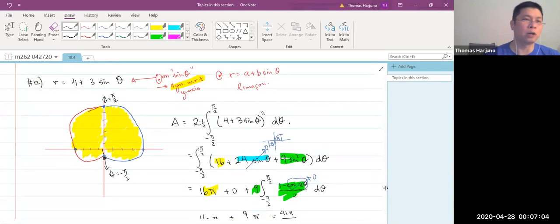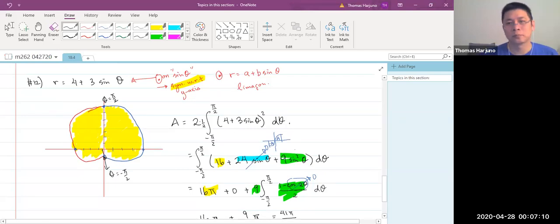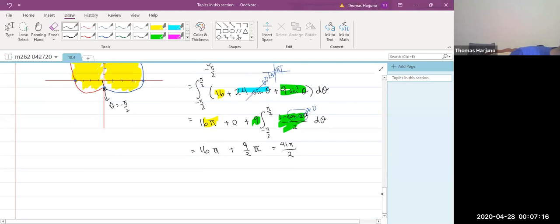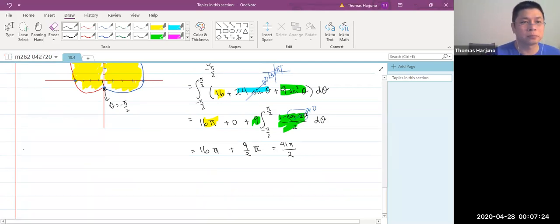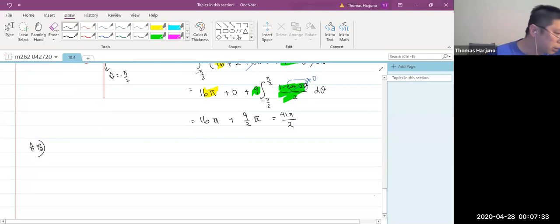Now that's for number 12. Let me do one more, number 18, for example. You will see the issue is not about how to set up the integral. We know how to set up the integral, but our issue is more about how do we know, for example, how many loops it has, and what are the limits of the integral?